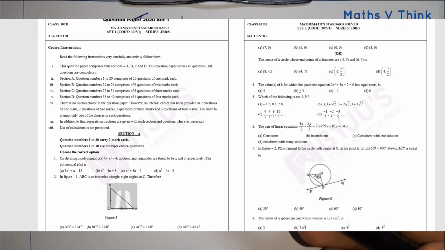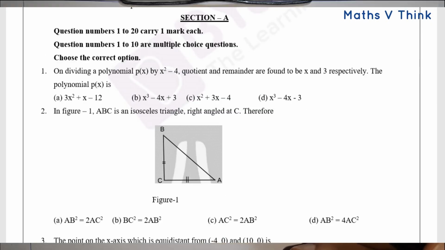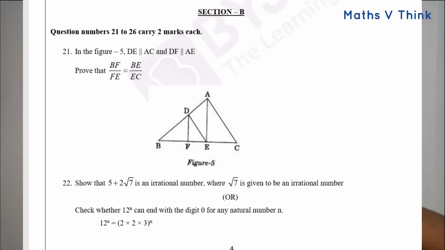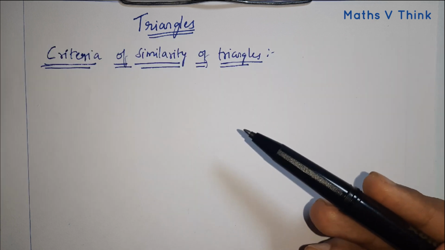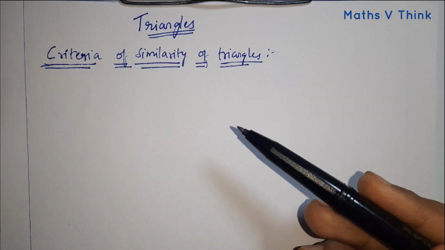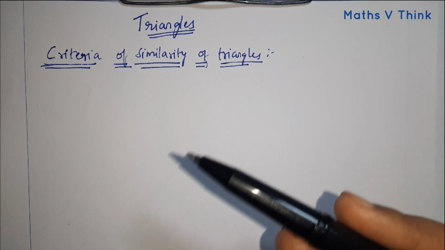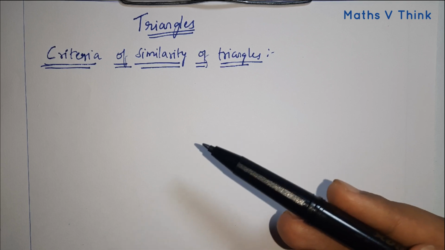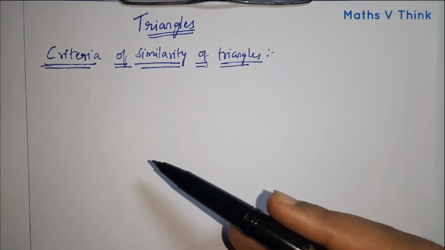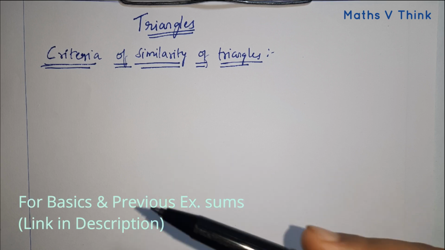Hey guys, this is the CBSE board paper 2020. In this you can see question number 2, question number 21, question number 36 are asked from this chapter. This is a total of 8 marks from this chapter only. When you go through this chapter thoroughly, you can get a total of 8 marks. For this, you need to know the basics and the concepts of this chapter, which I already discussed. You can get the link from the description.